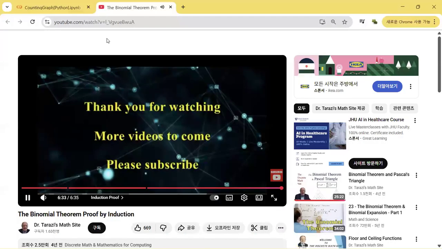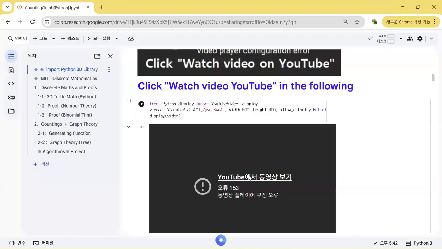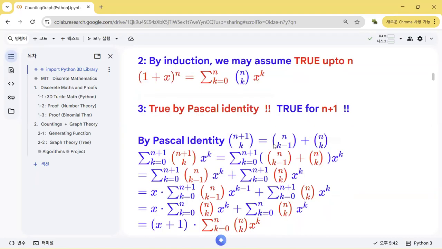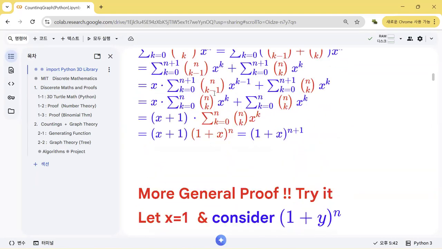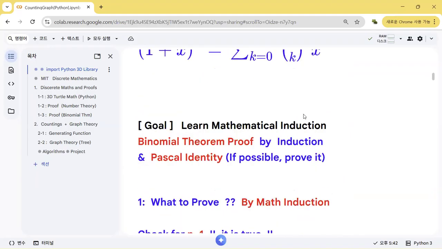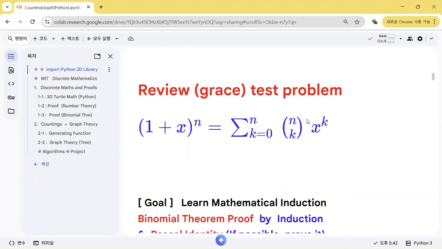So let's return to our learning material. Okay. So by clicking this one, you can see the general version of the binomial theorem. You can see the one. So this one is exactly equal to this one. But in the grace test, you may use this one. You may try to prove this one, but it's acceptable.